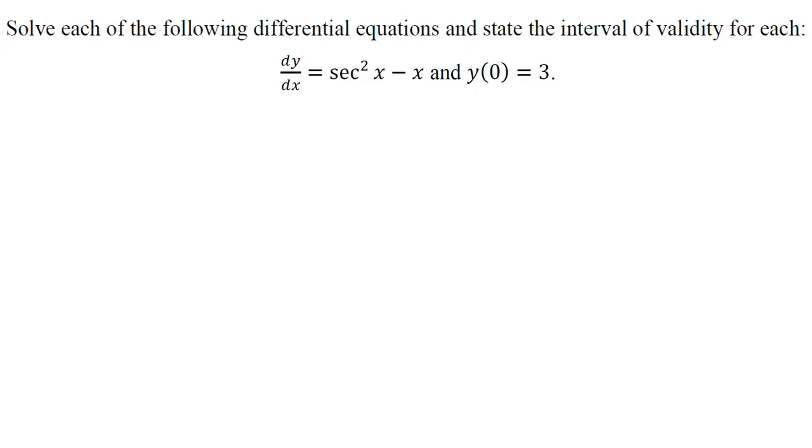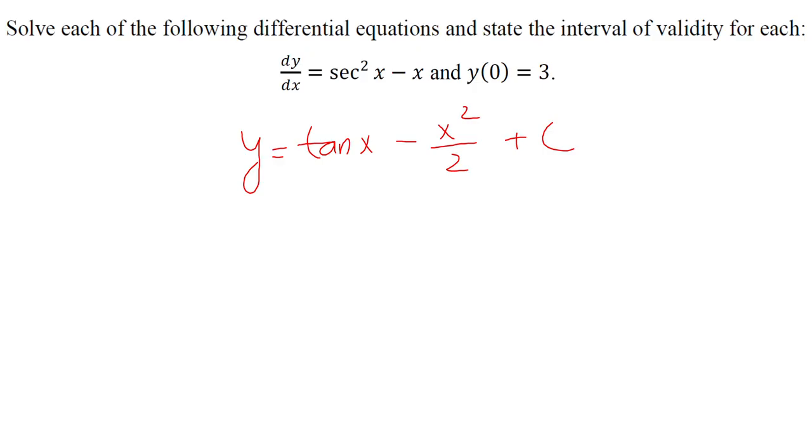All right, we got our next one here. We got dy dx is secant squared x minus x. And that when we plug in 0 for x, we need to get 3 for y. So same process here as all the other ones. We're just going to go ahead and take our integral here. So the integral of secant squared is just going to be tangent. So we're going to have y is equal to tangent x. And then the integral of x is x squared over 2. And we'll have some constant attached to it. So we have y equals tangent x minus x squared over 2 plus a constant.